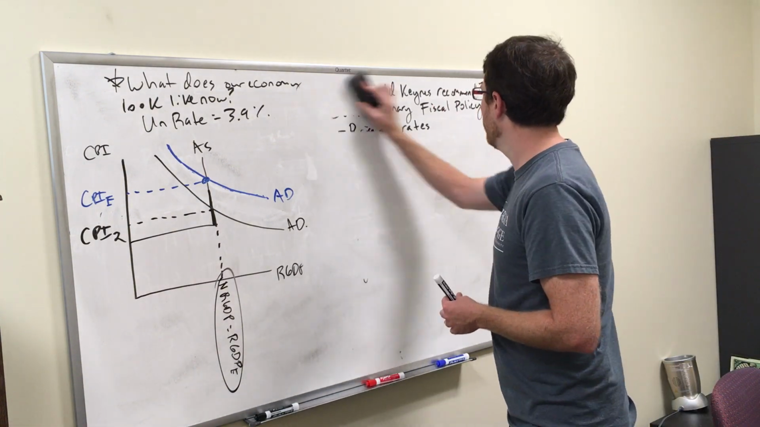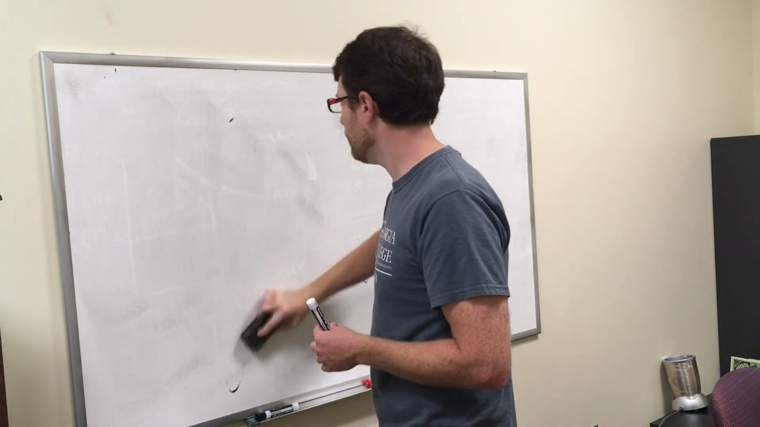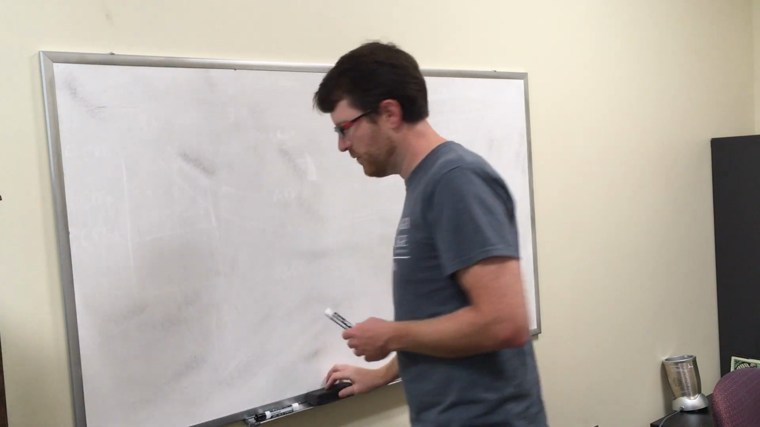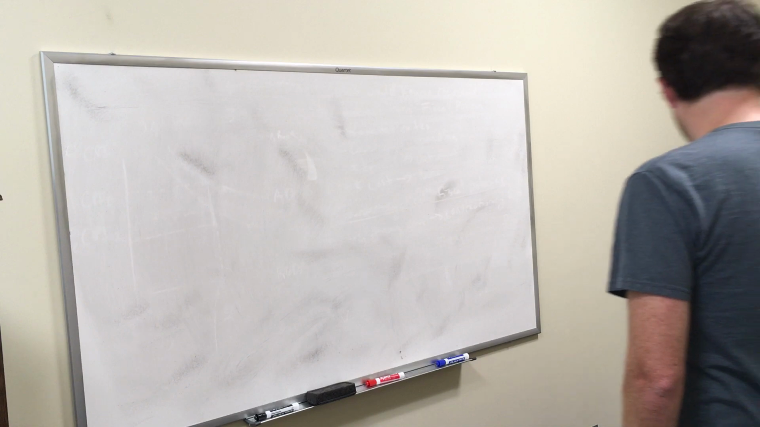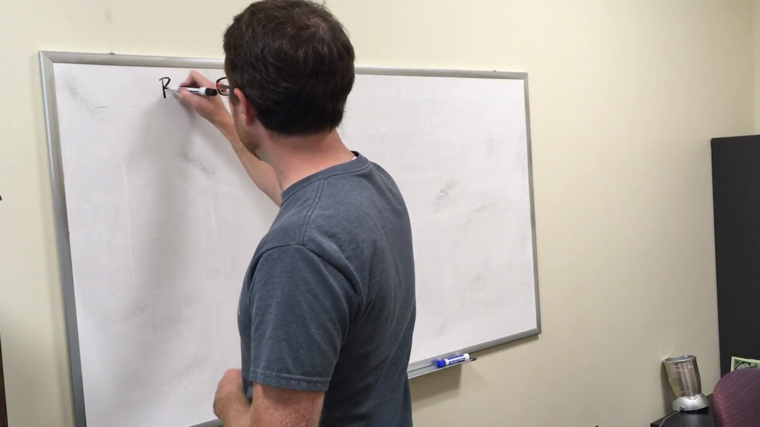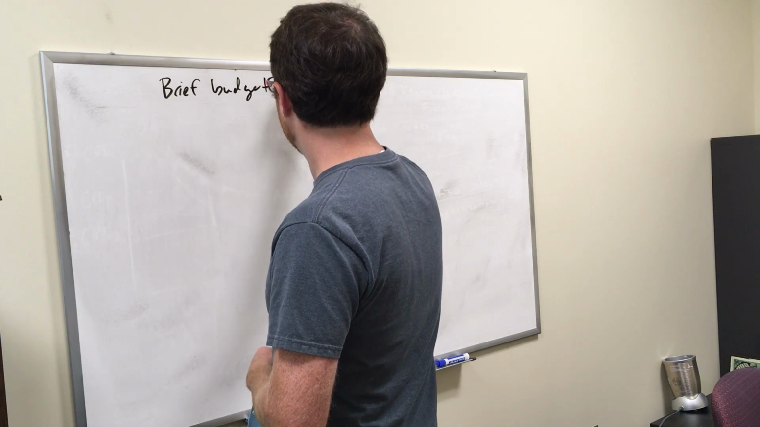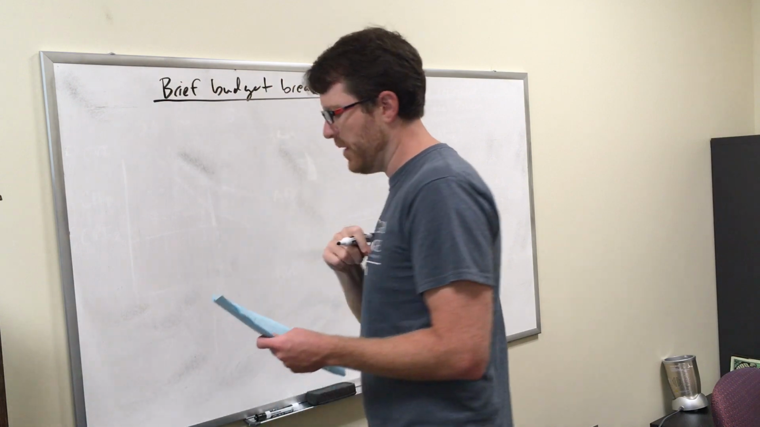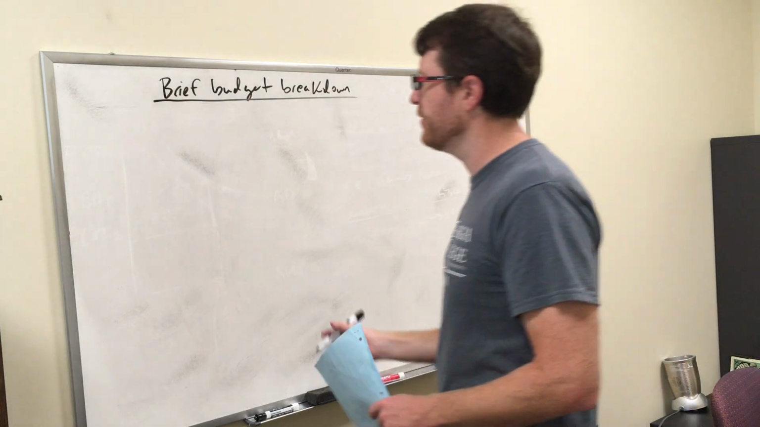So what we are left with in the U.S. is substantial debt. Which I want to talk a little bit about now. Just to give you a taste of where this is coming from, where it's being spent. A brief budget breakdown. Let me give you some terminology first.